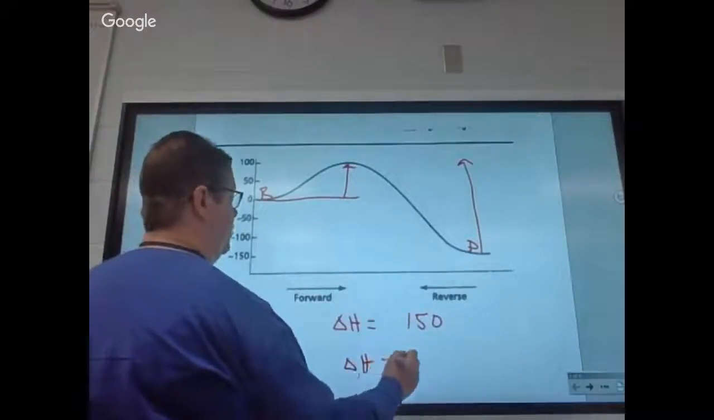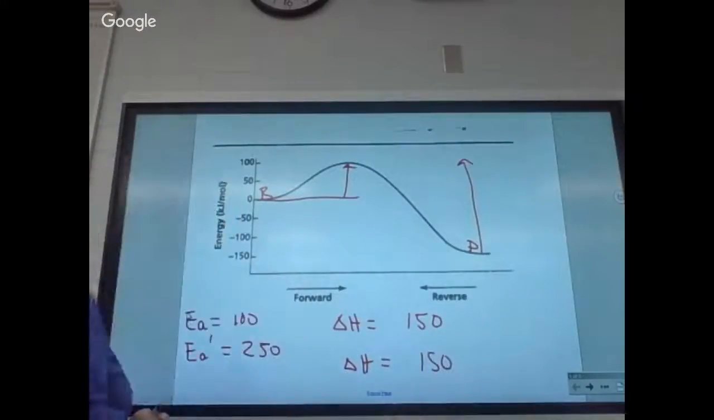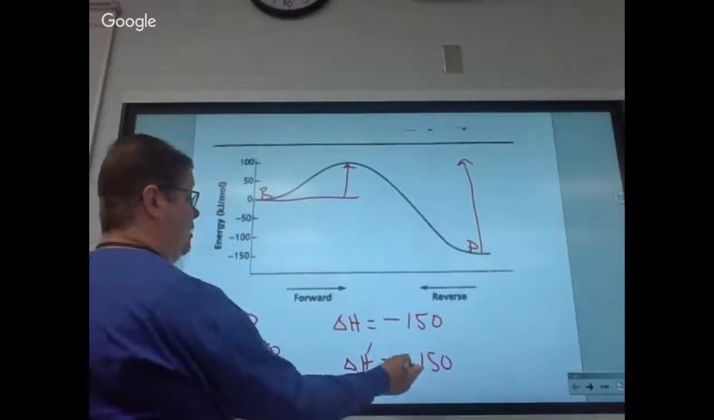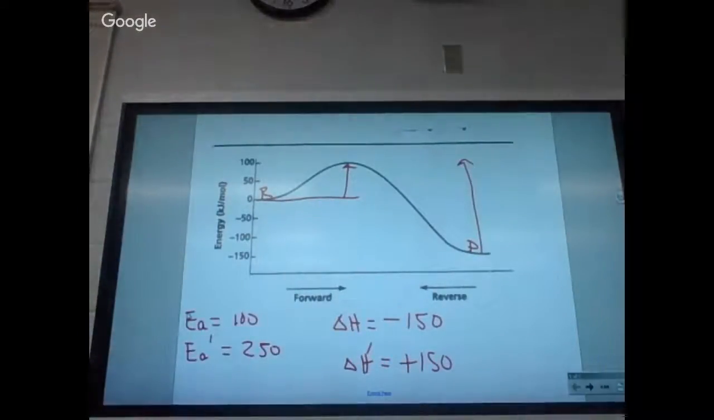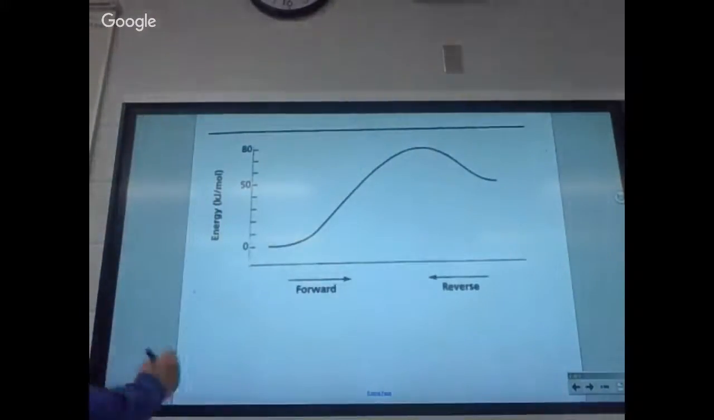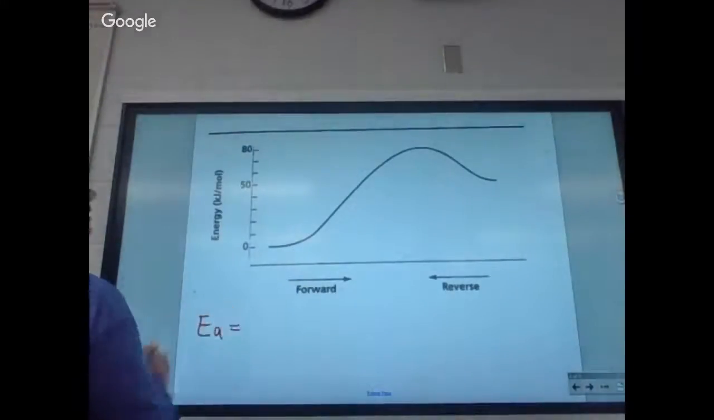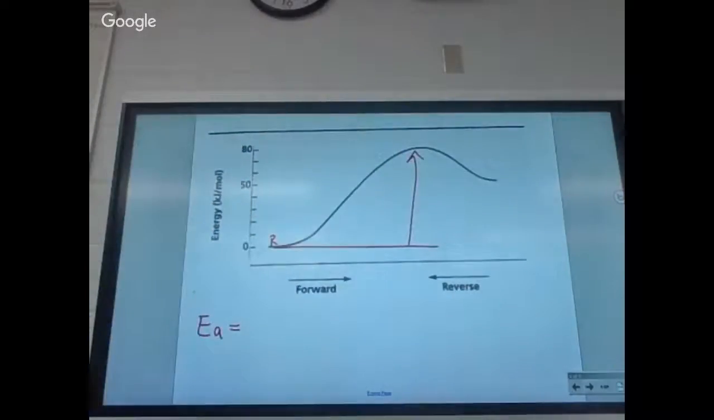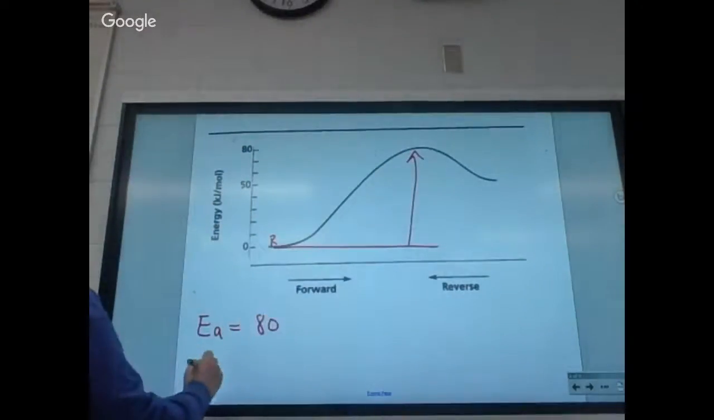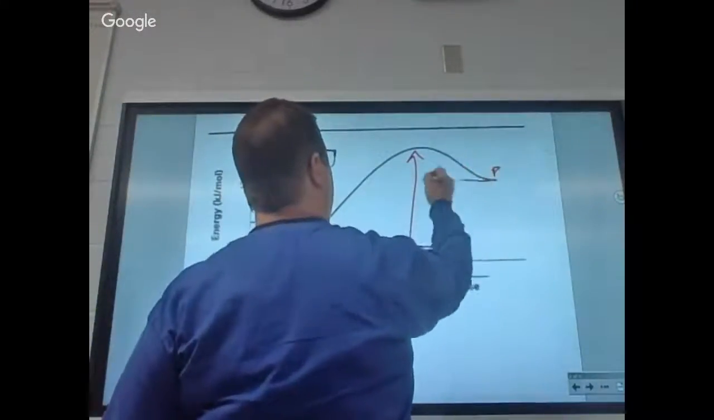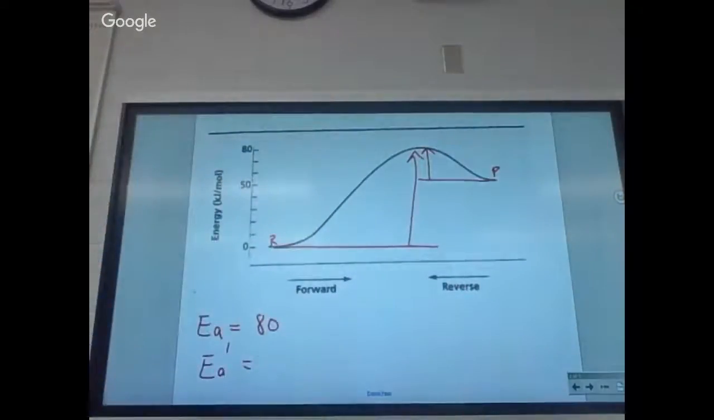All right, is the reaction endo or exothermic? So negative. That means the reverse is positive. Everybody okay with that? Okay. The second one. All right, activation energy starts at the reactants and goes to the top. So what did you get? 80. EA reverse starts at the products, and it goes to the top. What'd you get? 30. Are we okay with that?